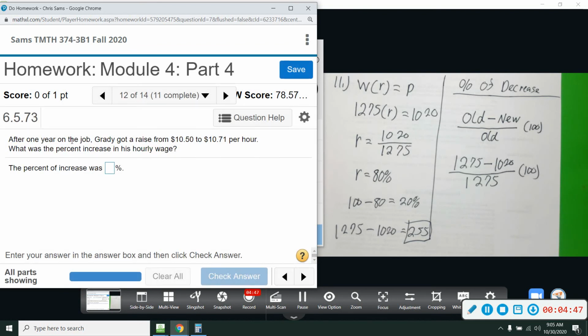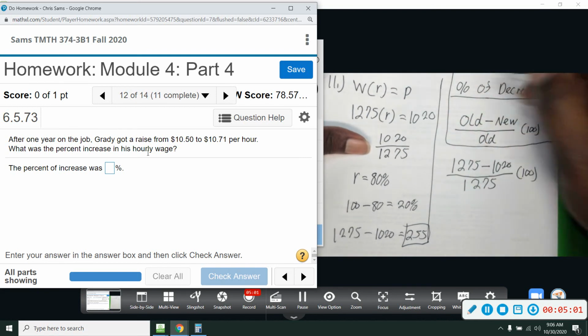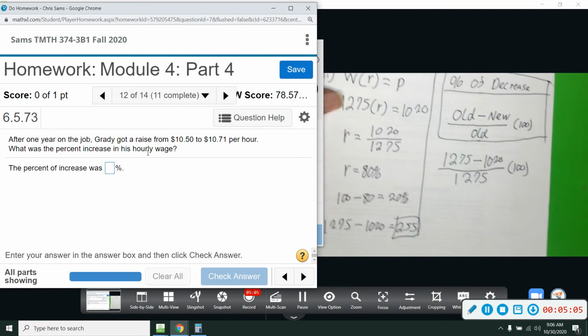Number 12, after 1 year on the job, you got a raise from $10.50 to $10.71 per hour. What is the percent of increase? Okay, so there's a percent of increase similar to the percent of decrease formula. It's almost the same, just a couple of things change.